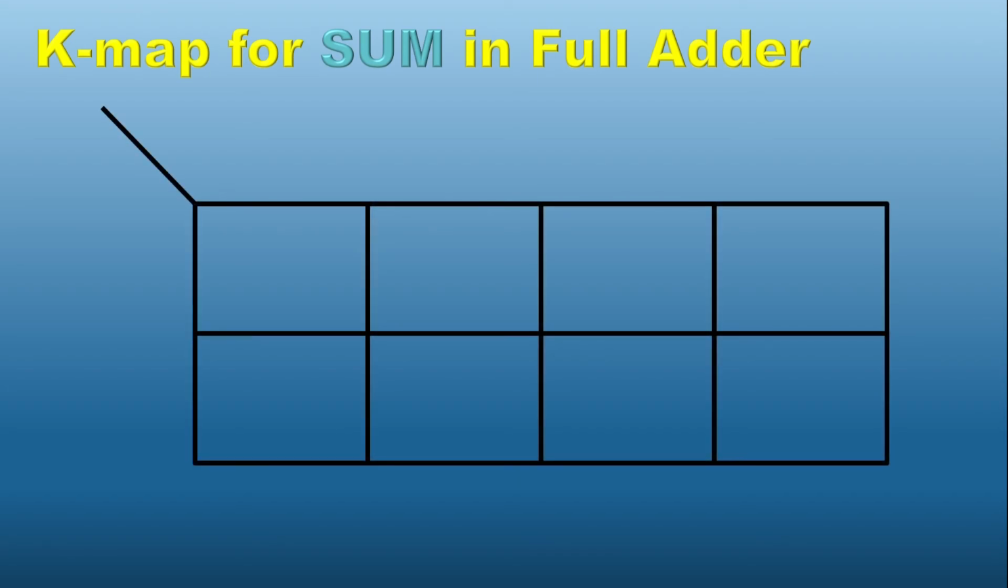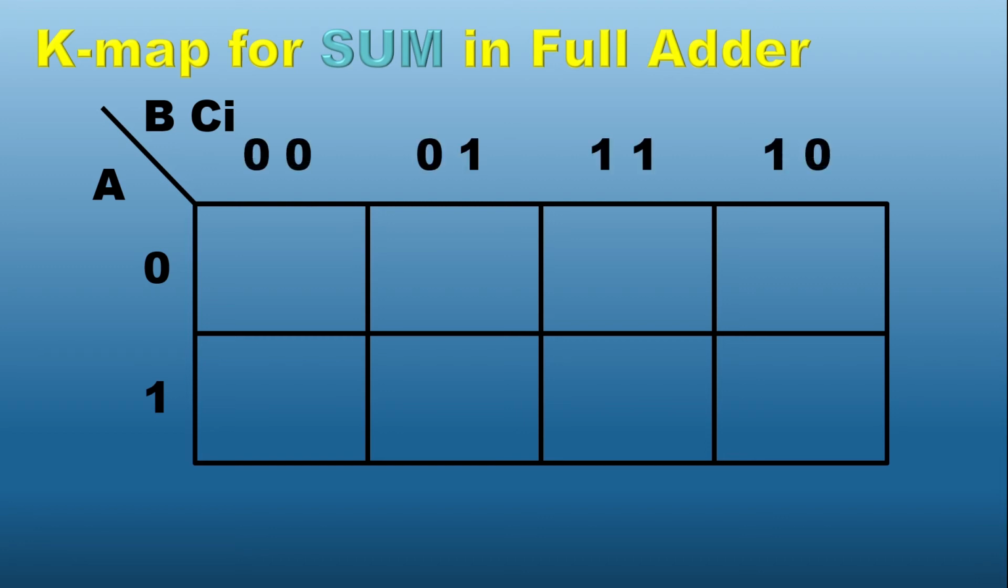Now from the truth table, let's draw the K maps for sum and carry in full adders. First we are drawing the K map for sum. So we will place the inputs of A on the left hand side and the inputs of B on the top in 4 combinations, that is 00, 01, 11 and 10. Here A is the most significant bit and B and Ci are least significant bits. The terms are not arranged in numerical sequence as only one input value can change while moving horizontally.